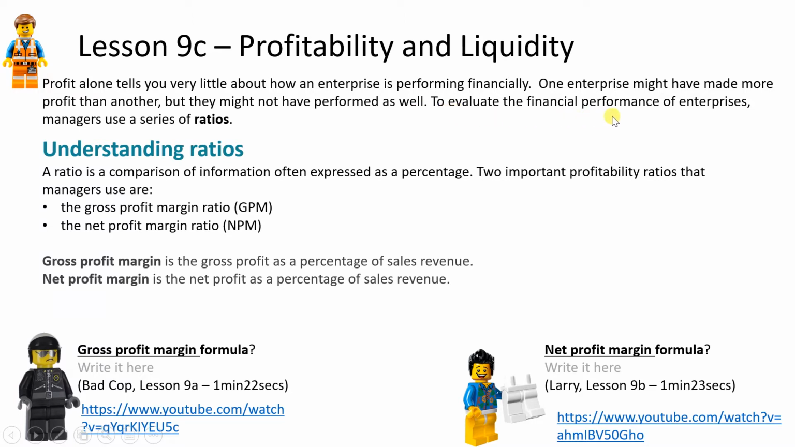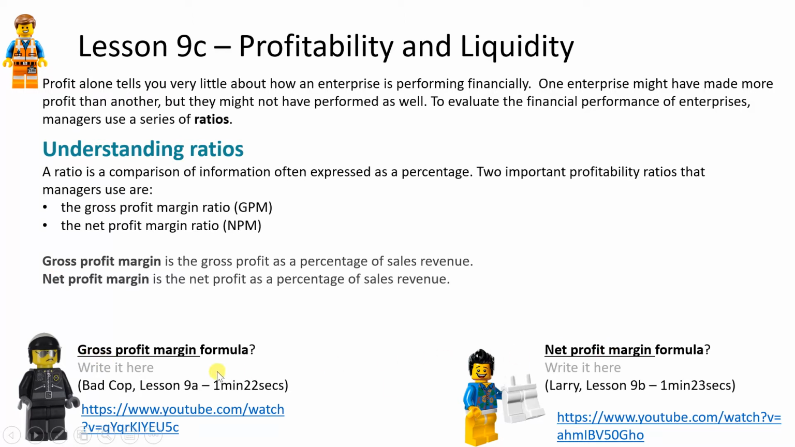So to evaluate the financial performance of enterprises, managers use a series of ratios. Understanding ratios. A ratio is a comparison of information, often expressed as a percentage. 2 important profitability ratios that managers use are gross profit margin and net profit margin. Now we've covered that in lesson 9A and 9B. So you've got a little bit of revision down below.